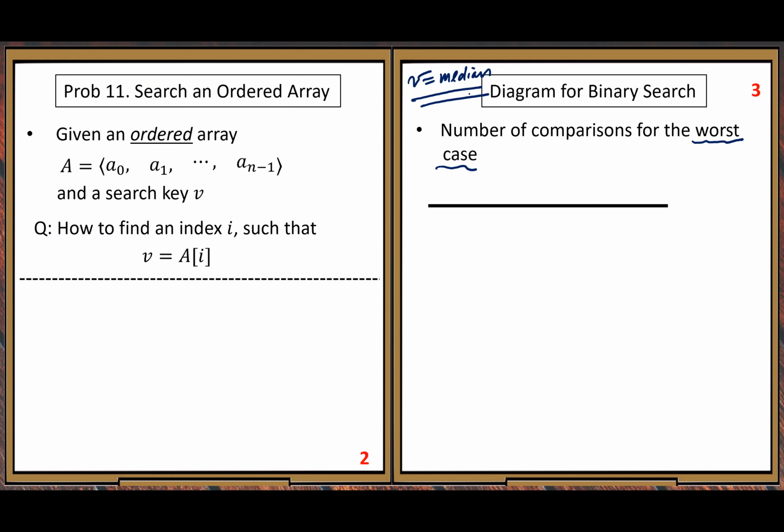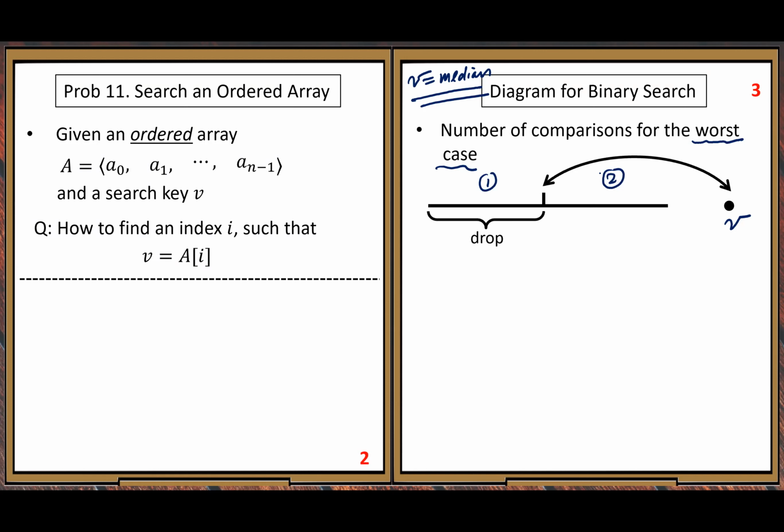We assume this line segment represents an ordered array, ascending order, right? The first time this is our V, our key, compare it with the median element. After the first comparison, we eliminate one of the two subarrays, right? Either the first subarray or second subarray. We can drop it from our consideration.